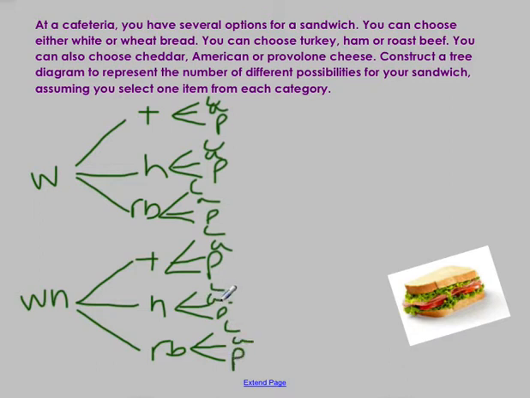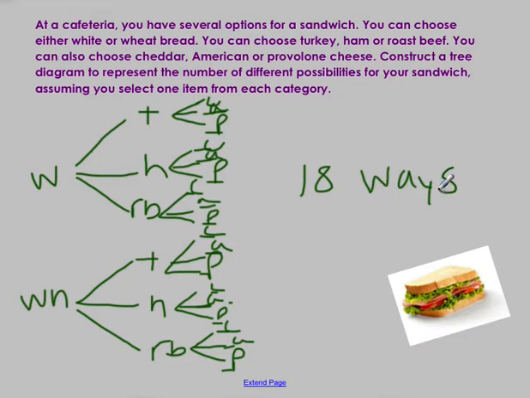Okay, so then let's count how many we have. 1, 2, 3, 4, 5, 6, 7, 8, 9, 10, 11, 12, 13, 14, 15, 16, 17, 18. So there are 18 different ways that you can make up that sandwich.